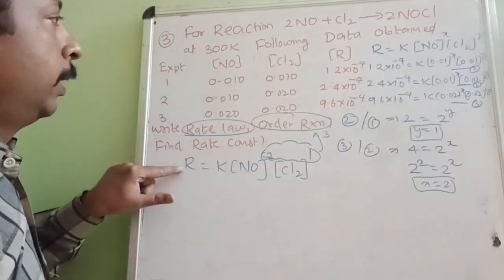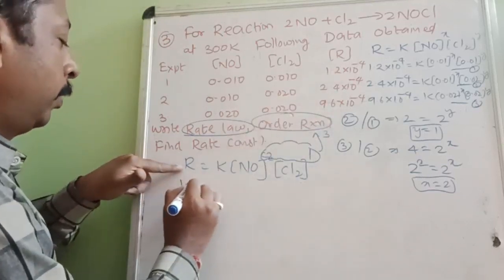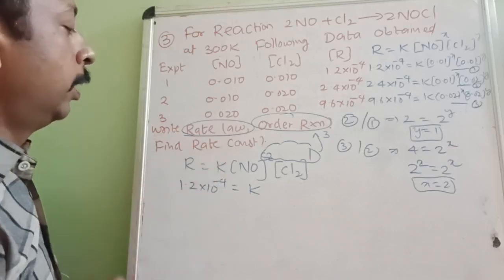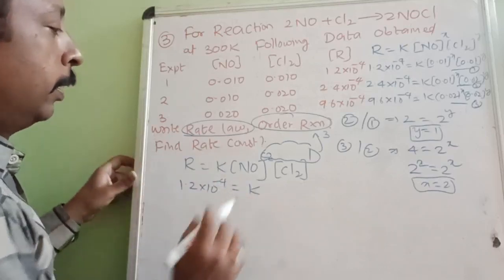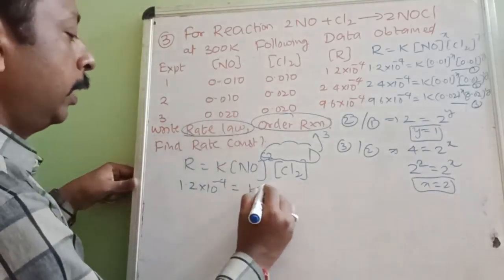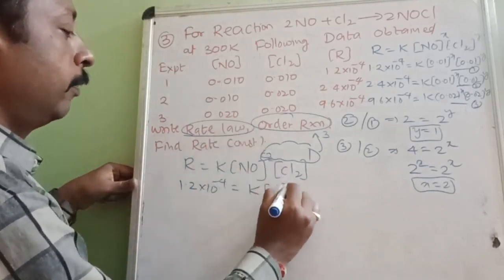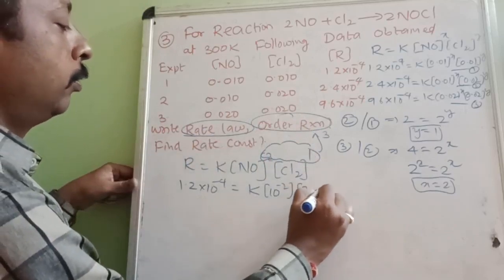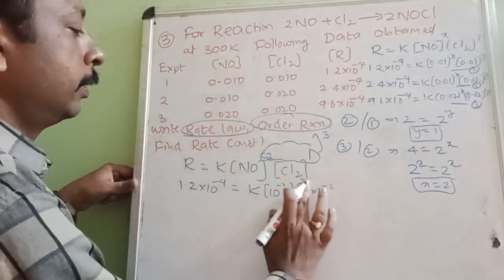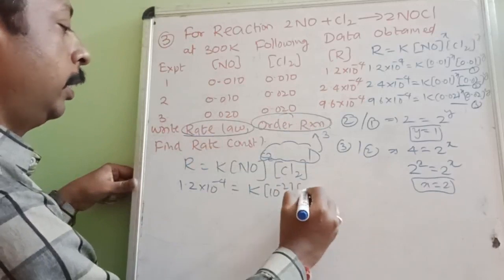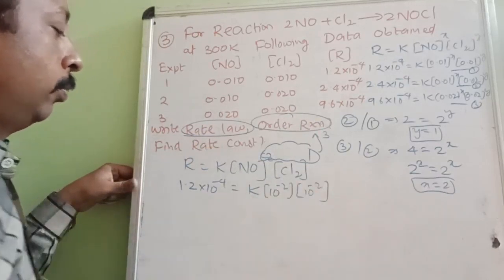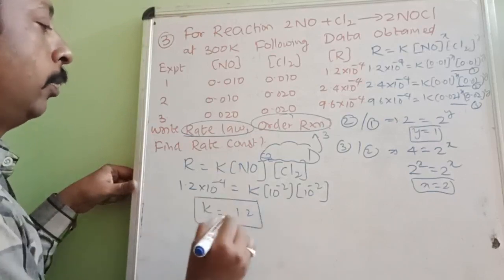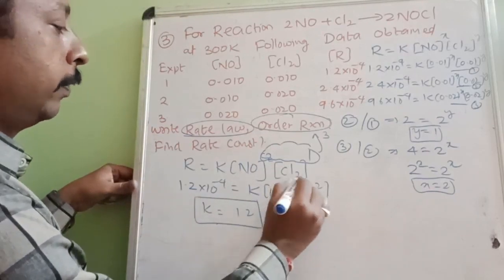Okay, so in place of R, what will I write? 1.2 into 10 to the power of minus 4. K is what you want to find out. In place of NO, what will I write? I will write 10 to the power of minus 2. Then this is equal to 2 into 10 to the power of, first experiment, so it is also 10 to the power of minus 2. So K is equal to simply 1.2. Oh, no, it is squared.